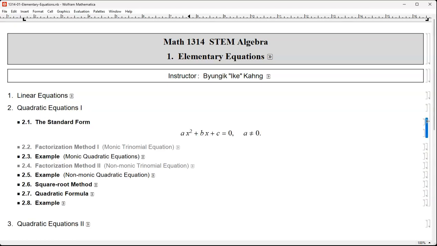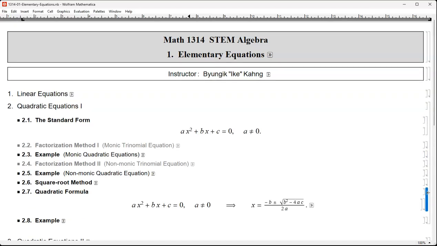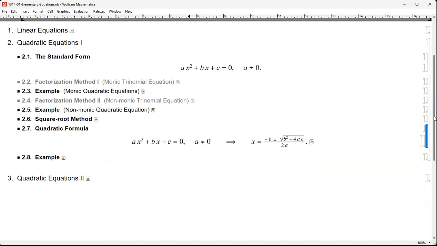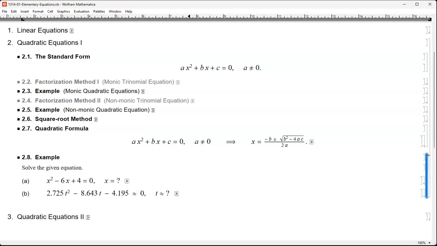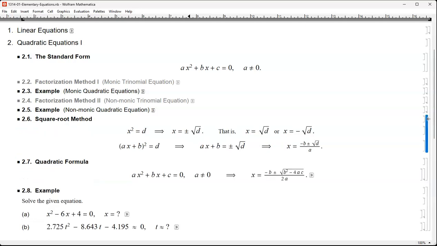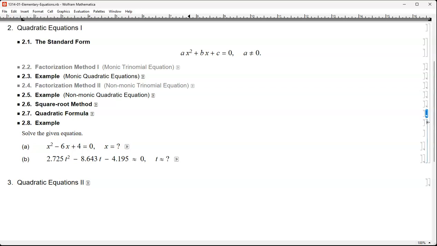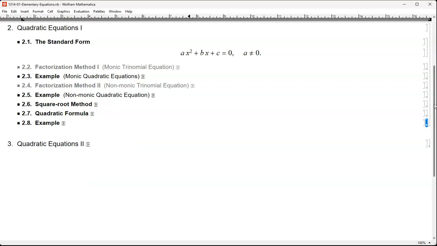Previously we talked about the standard form and the factorization, not factorization method, excuse me, went through quadratic formula method. We went through these two example problems, and also we discussed the relationship between the square root method and quadratic formula method. We went through all those. Basically, we covered everything except the factorization method. Well, basically, what I did in previous video was to clear the way for something important.